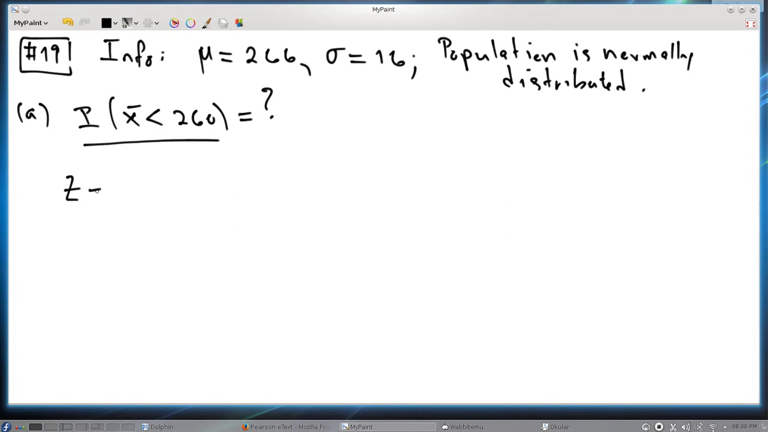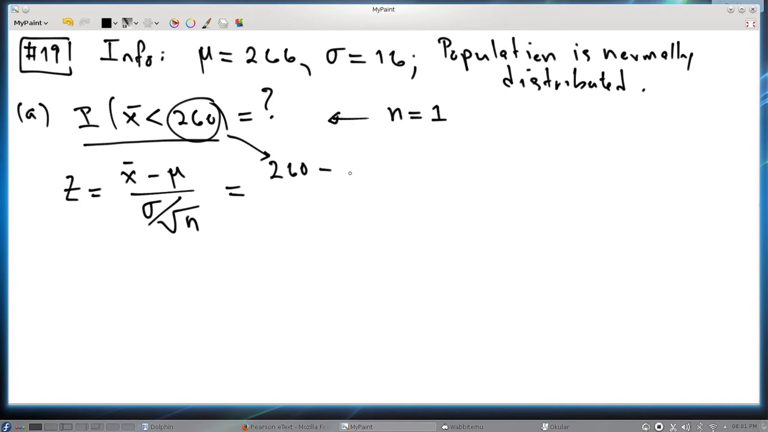We have z equals x bar minus mu divided by the standard deviation divided by the square root of n. Now in this particular problem, we know, as I mentioned earlier, that n is 1 because we are talking about a single observed value. So what that means is that we have 260. 260 is from here, and then minus 266, that is the mean value, which is here, divided by 16 divided by the square root of 1, and that gives us basically 260 minus 266 divided by 16.